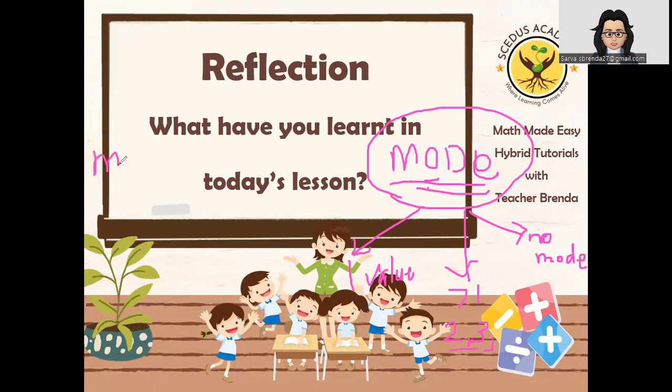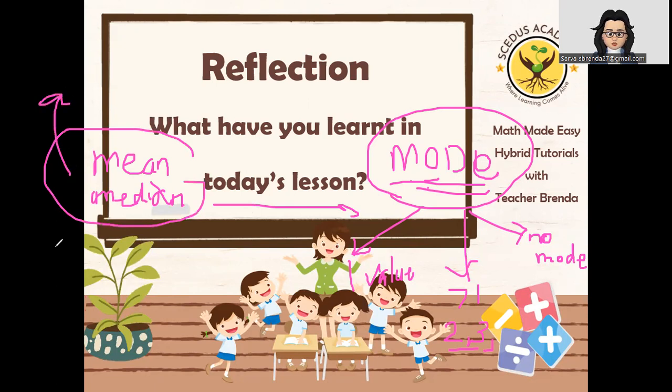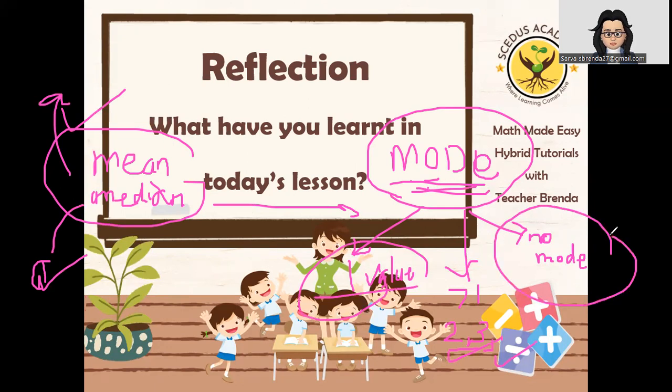However, if you're going to calculate mean or median, which are the other 2 averages, you will not have this possibility. There will only be one specific answer for mean and one specific answer for median. But for mode, you can have one specific answer, you can have more than one mode, or you can have no mode. This would be the most important summary from understanding what is all about the mode.